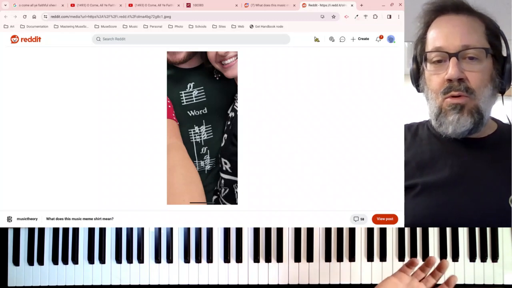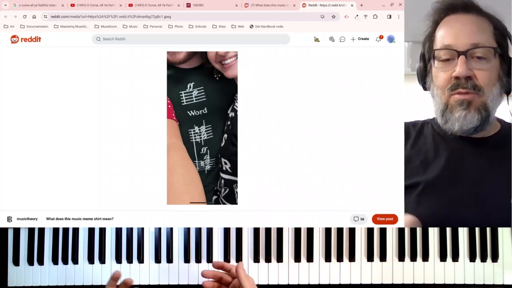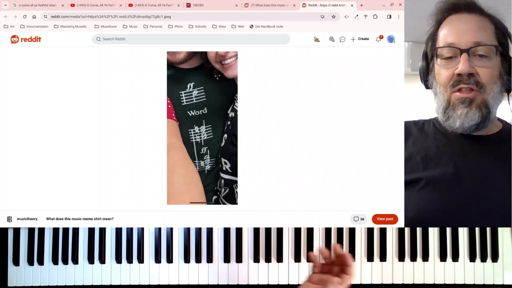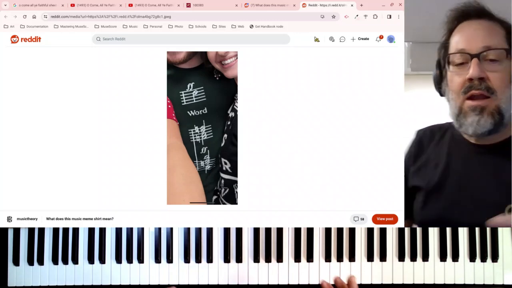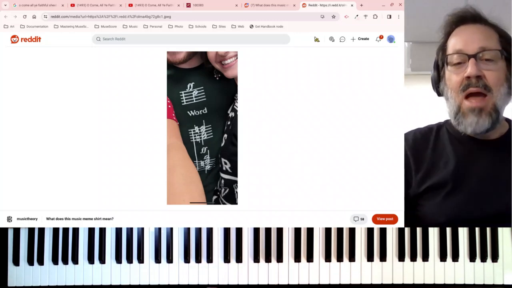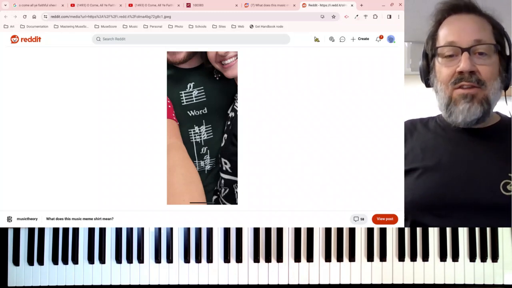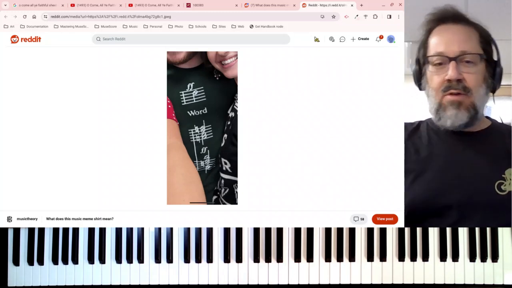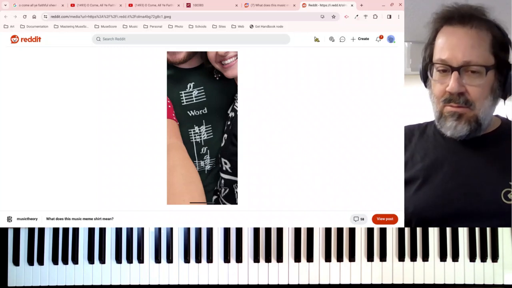Someone saying, "What is this? Why is there a shirt with this piece of music on it? Why is this a thing?" And they were trying to sort out what's going on. And I was looking at it, trying to figure out the same. And then everyone piled in and said, "Oh, well, that's from the David Willcocks arrangement of Oh Come All Ye Faithful." And I'm like, really?